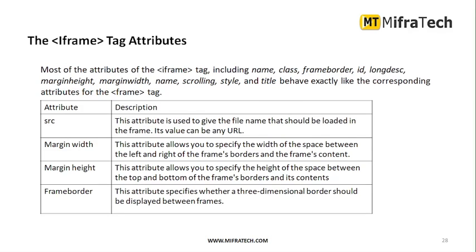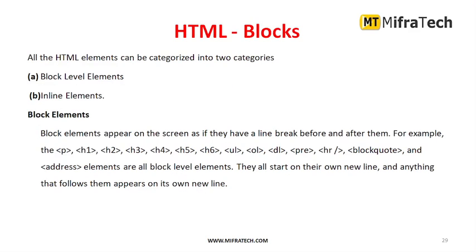And same, you can see the attributes of iframe: margin width, margin height, and frame border. src refers to the source of the frame. Margin width is how much width has been set, and margin height is how much height. Frame border: the overall border must be set with the frame border.